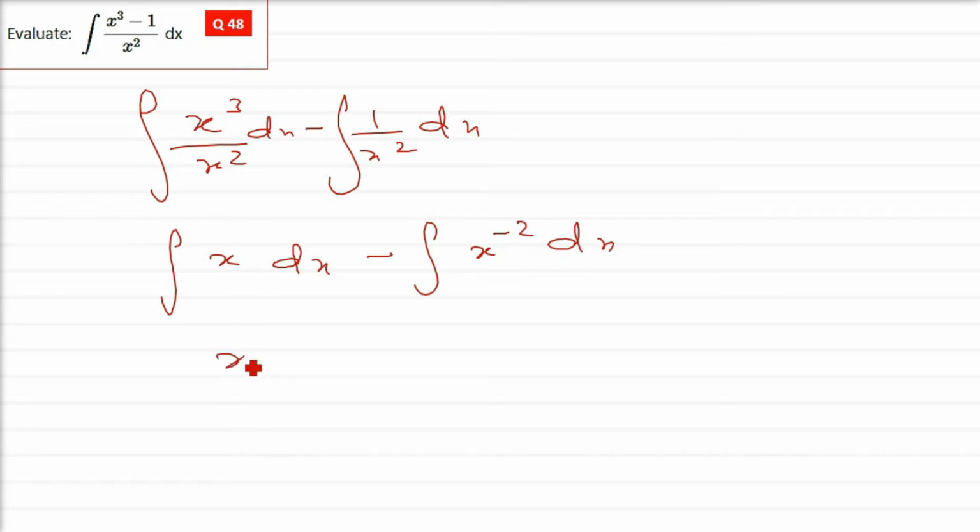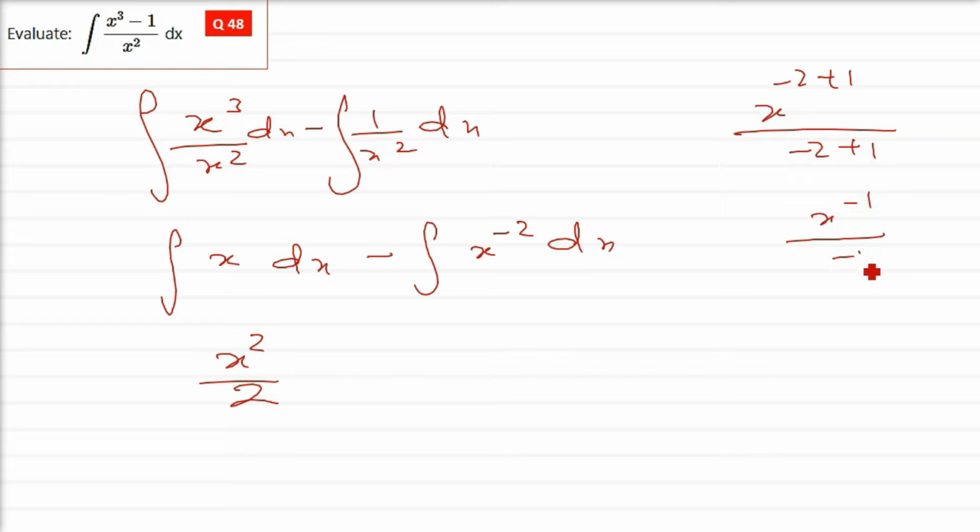So in both the cases you have to apply the integration of x to the power n. So x to the power n plus 1 divided by n plus 1 will be the result. So x to the power minus 2 plus 1 divided by minus 2 plus 1. So x raised to minus 1 divided by minus 1.